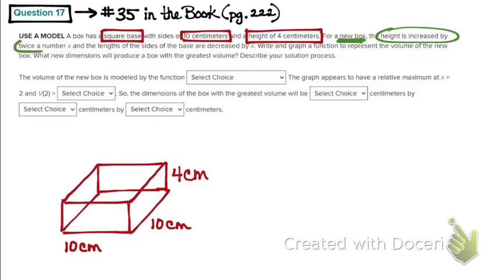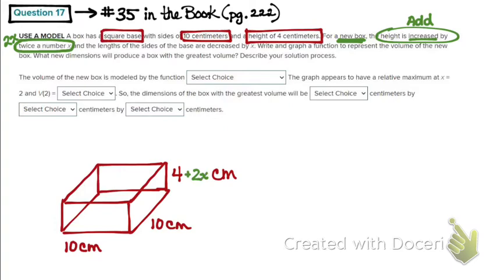If it's increasing, would I be adding or subtracting? Adding. Increased means to add. What is twice a number x? 2x. We're going to add 2x. Where am I adding 2x in the picture? To the height. Which piece is the height? 4 centimeters. So it's 4 centimeters plus 2x, because we're going to add 2x onto it.